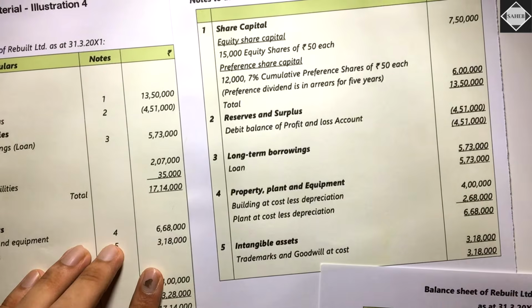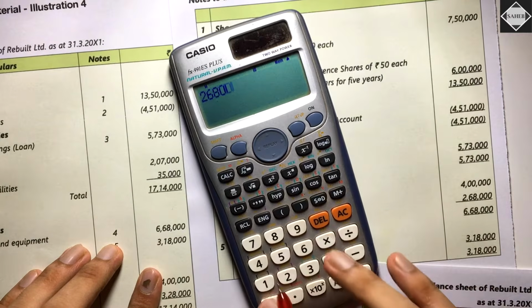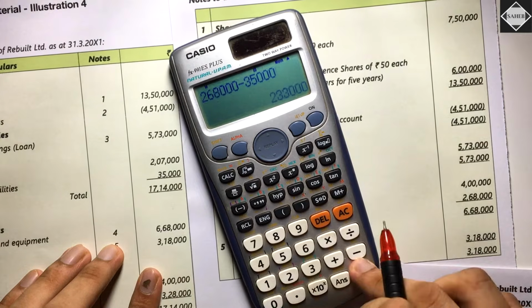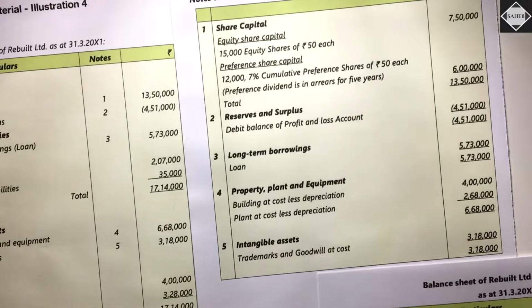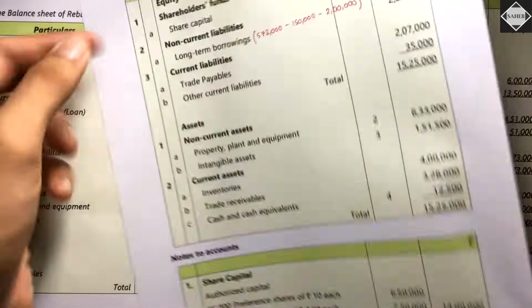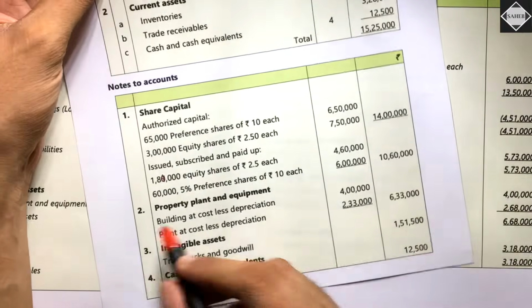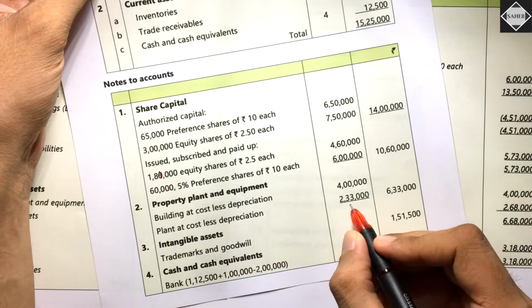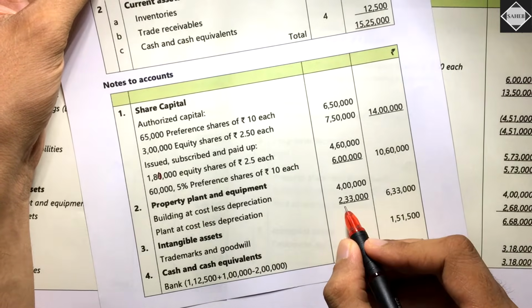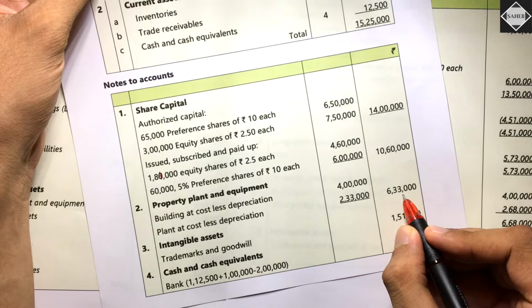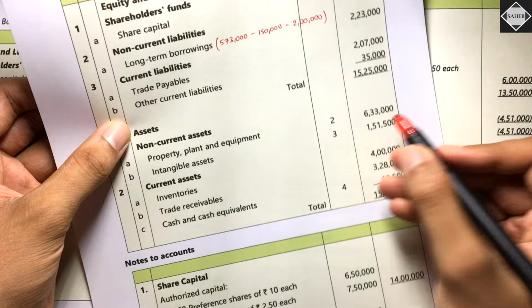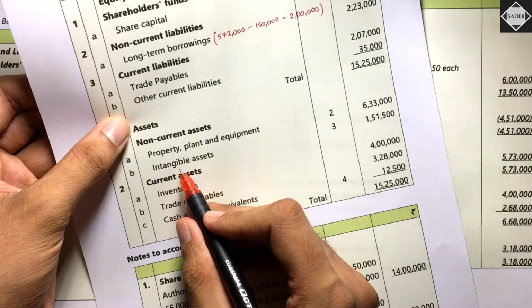So from 2,68,000, we have reduced 35 out of this. So minus 35. So that's equal to 2,33,000. See, in the new balance sheet, building is same only 4 lakh, but plant has been reduced. It has been reduced by 35,000. So it has become 2,33,000. 6,33,000 in total. So see 6,33,000. Clear? Easy.